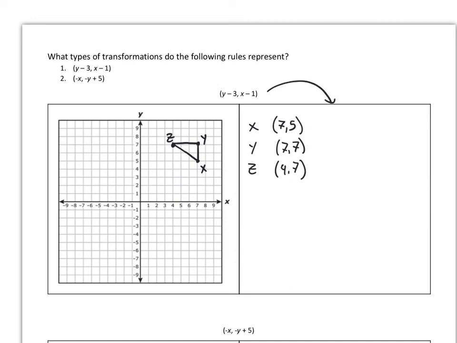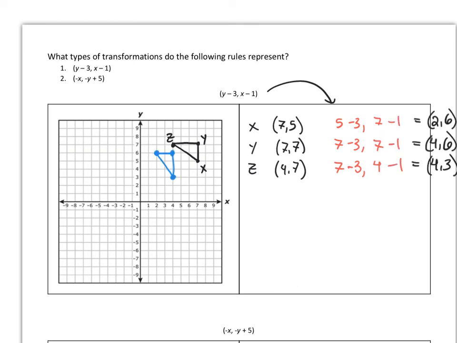So first, I'm going to write down my original y coordinates because I notice my x's and y's are changing position. So the y's are going to come first, and I'm going to subtract 3 from each of those. Next up is the x's, and I want to subtract 1 from each of those. So here's my image. What kind of transformations could I have used to map my pre-image onto my image?